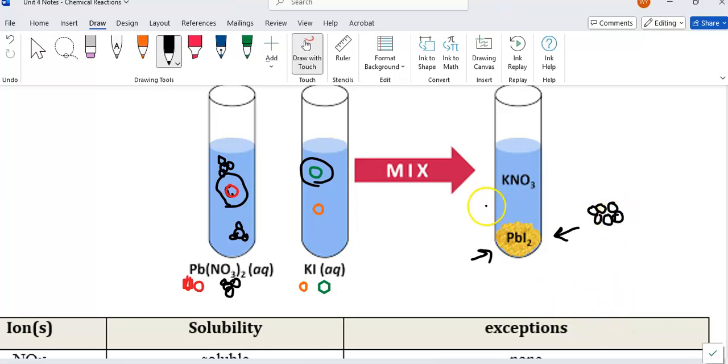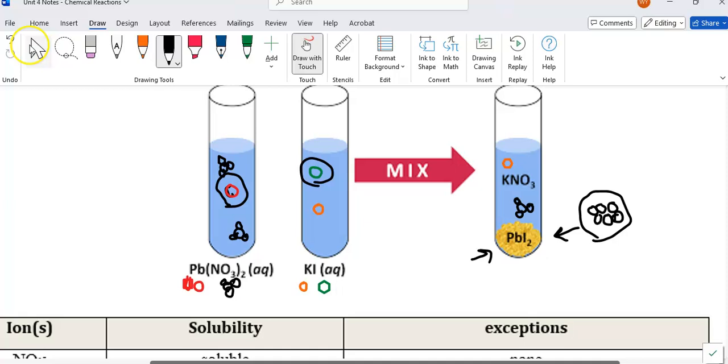Okay. Now, the potassium nitrate may still be aqueous. So the potassium is up here surrounded by water molecules, and the nitrate is also up here surrounded by water molecules. They haven't really changed, right? So they're just kind of like spectators. They were aqueous to start with, and they're aqueous now. But the reason that we know we have a reaction is because the lead(II) and the iodides came together to form a solid precipitate that wasn't there before.